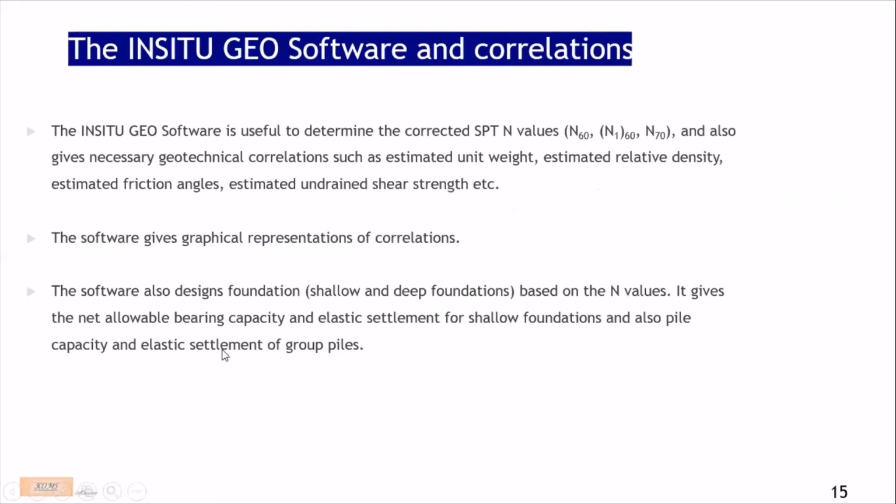And in the INSITU GEO software, from the raw N value gotten from the site, it gives you the N60 and N160 values. Also the N70, that's correction at 70% energy dissipation. And it also gives you geotechnical correlations, as we'll see shortly. It gives you estimated unit weight, estimated relative density, friction angle, undrained shear strength, and so many other parameters. It also gives you graphical representations. It designs the shallow foundations and also the deep foundations.